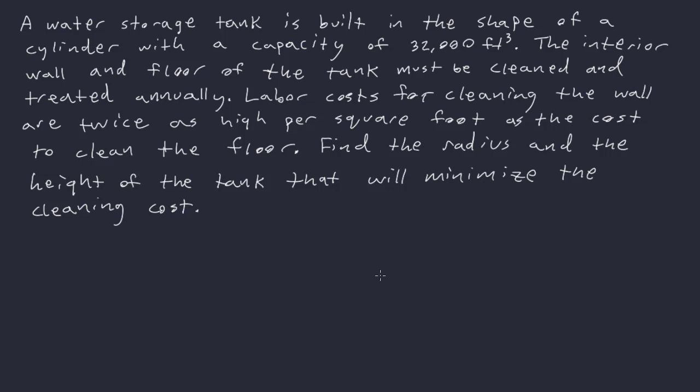All right, so let's talk about finding all of the things to sort of solve this problem. We'll start by drawing ourselves a picture. We're told that we have the shape of a cylinder. Okay, so here we are. Here's a cylinder. And a cylinder has dimensions height h, I'll call it h, and radius r.